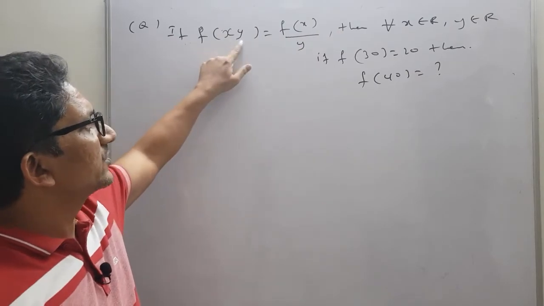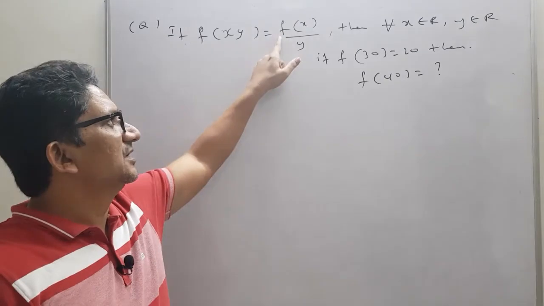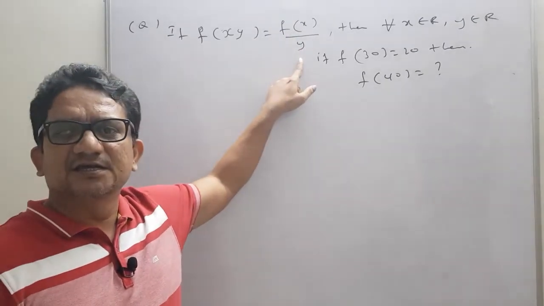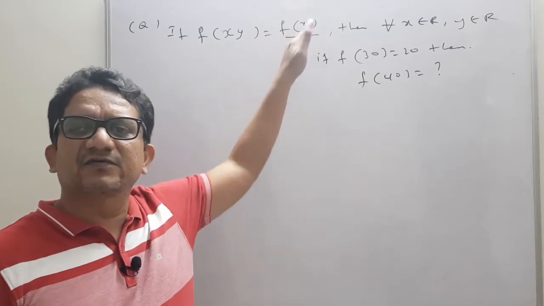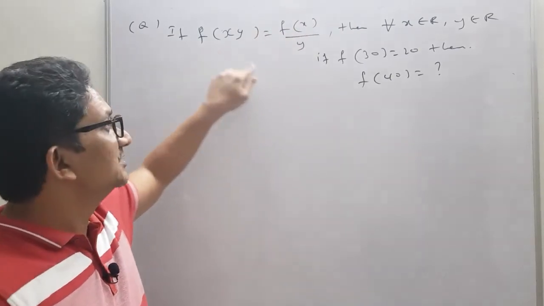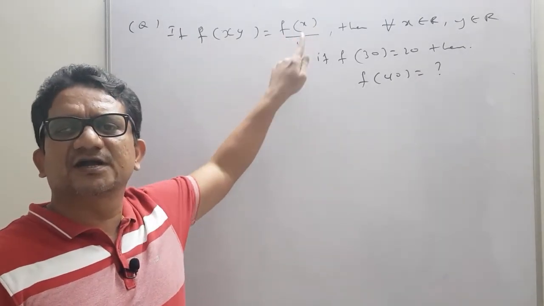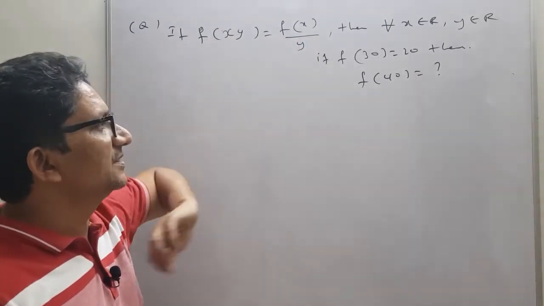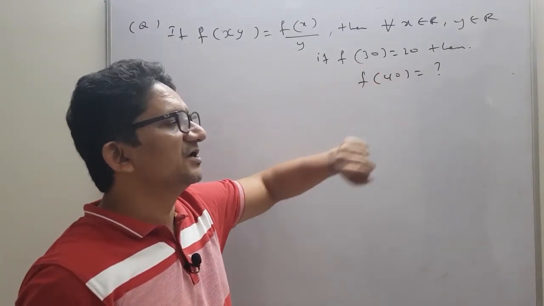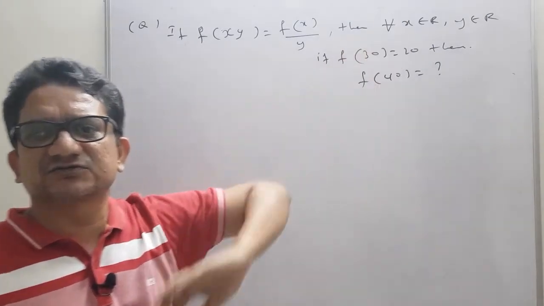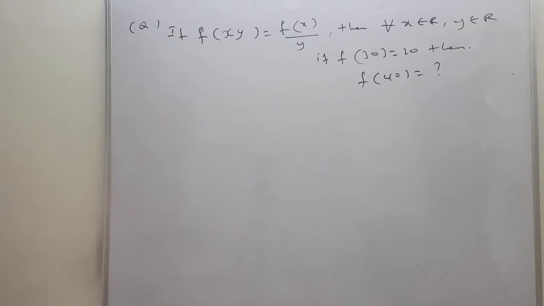So f of a product of two things is there, and the output comes as f of x by y. That means f is keeping x with it, one value with it, and the other value it is sending to the denominator. That means f of AB we can write as f of A divided by B. Based upon that hint, we need to use this data to find f of 40. So, f of 30 is 20, they have given. Now, how can you find f of 40?